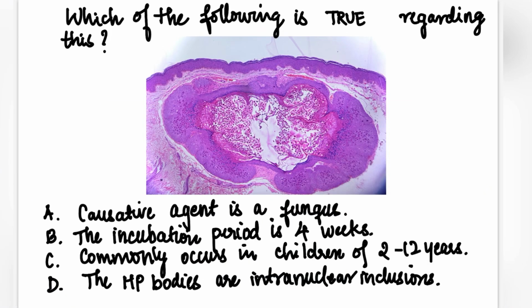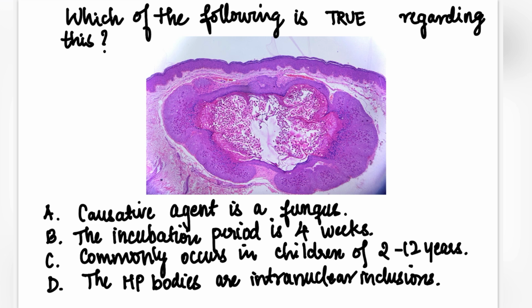Hello everyone. Today we will be discussing another topic in One Concept a Day, so let's start by answering this question. Here is a spotter image that you can see, and this is the question: which of the following is true regarding this? The causative agent is a fungus. The incubation period of this condition is 4 weeks. It commonly occurs in children of 2 to 12 years age, and HP bodies are intranuclear inclusions.